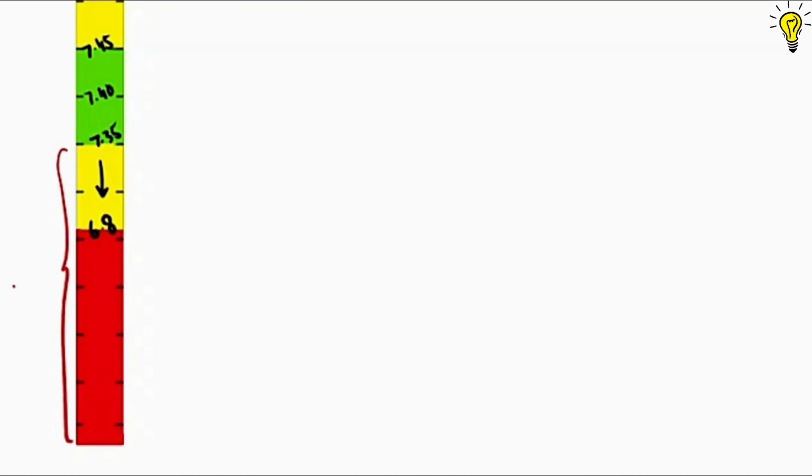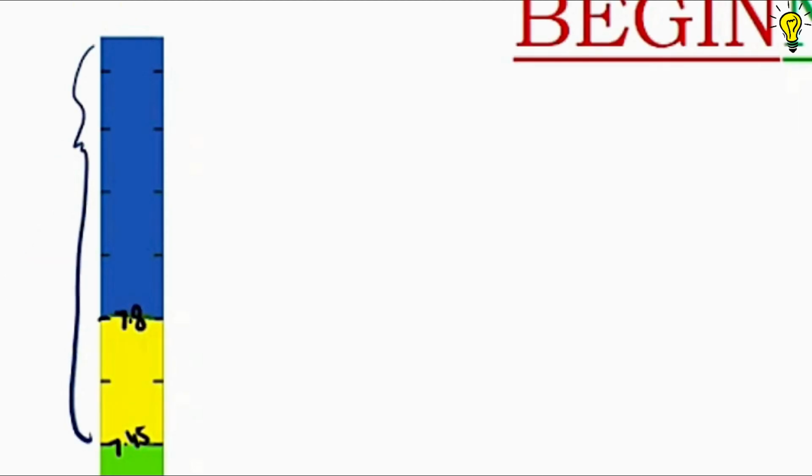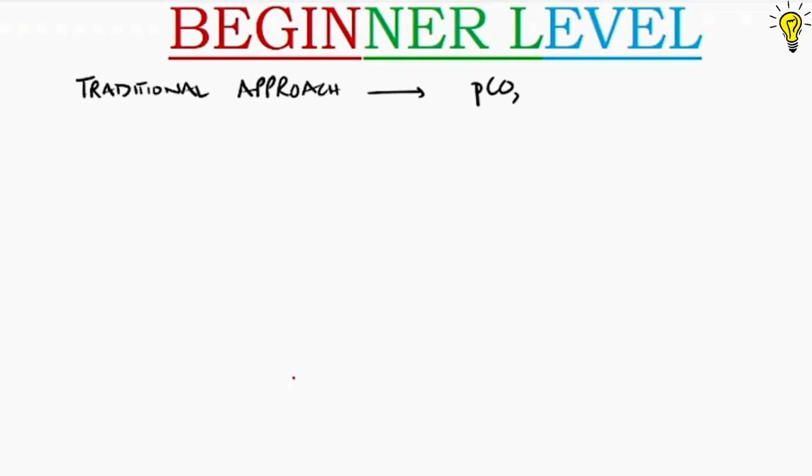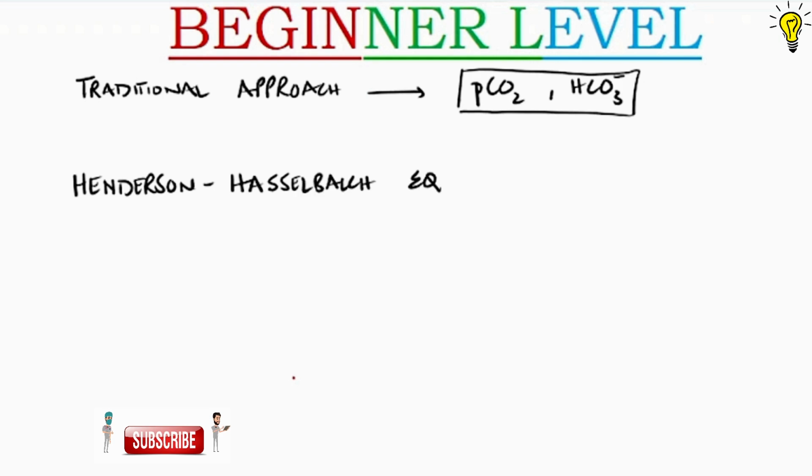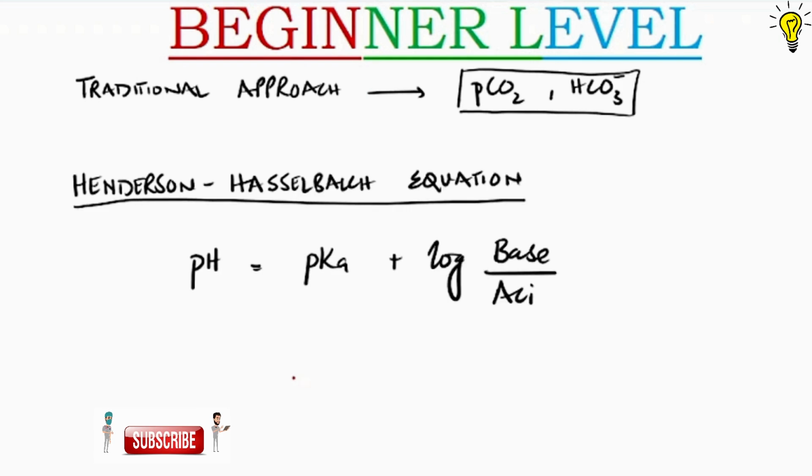Below 7.35 pH, there is either too much acid in the body or too little base. This is called acidosis. The opposite occurs in alkalosis, above a pH of 7.45. We said the traditional approach to looking at acid-base balance revolves around carbon dioxide and bicarb levels and the Henderson-Hasselbalch equation. Note, as per this equation, if you increase the base in the body, pH increases. And if you add acid in the denominator of the equation, the pH would fall, right?